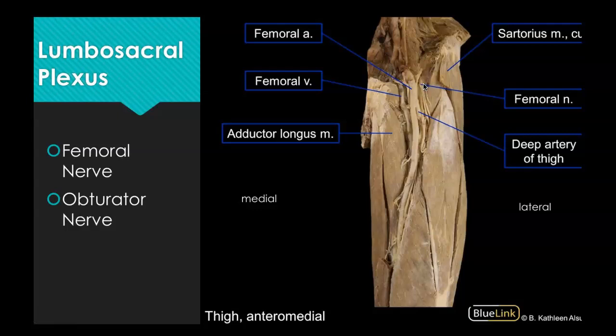Another way that I like to remember the order of the blood vessels and nerve is to remember in this area, the van drives up the hill. So V stands for the femoral vein, A for the femoral artery, and N for the femoral nerve. The van driving up the hill, starting medially, moving laterally.